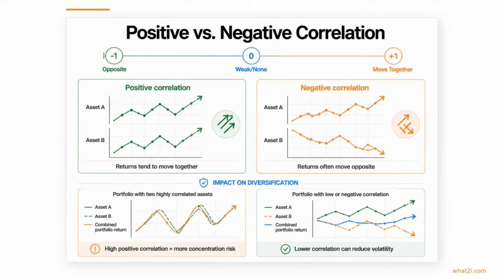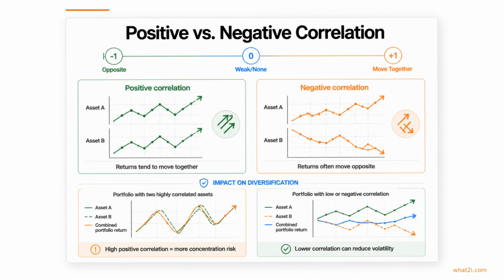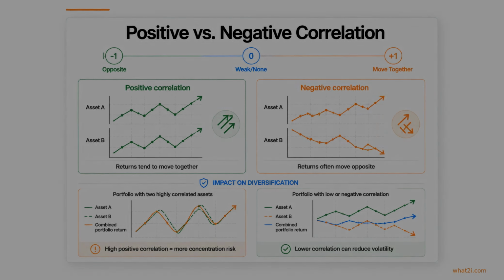A correlation near 0 suggests little consistent relationship, so one asset is less likely to echo the other. High positive correlation can quietly increase concentration risk, even if the holdings have different names. Lower or negative correlation, by contrast, can improve diversification because the portfolio is less dependent on a single shared outcome.